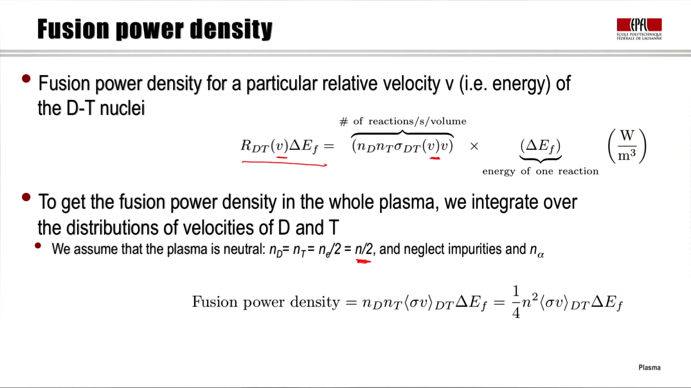We therefore come up with an expression which gives us the fusion power density, now not a function of velocity or energy anymore, but an overall property of the plasma, which is given by the reactivity integrated over velocity. The integration is given by this symbol that we see here. If we replace the electron density, we come up with a general expression that contains just the electron density N squared, the fusion reactivity for, of course, the DT fusion reaction that we considered throughout the course, and the energy provided by a single reaction, which is delta E_F.